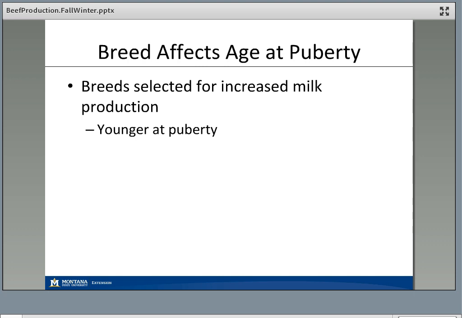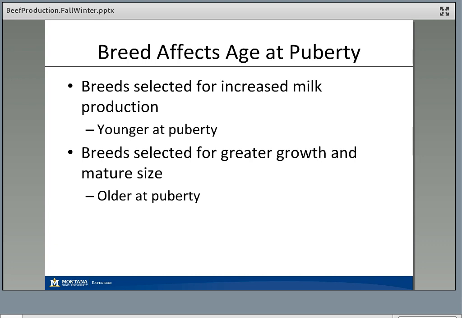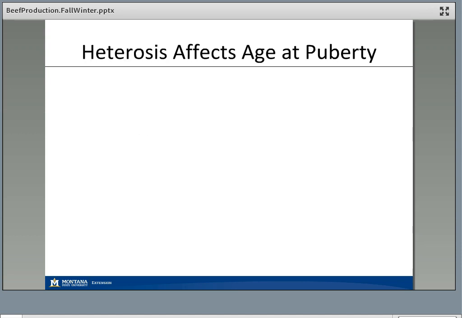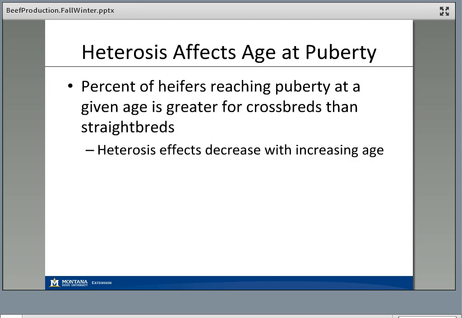So the percent of heifers reaching puberty at a given age is going to be greater for crossbreds than for straightbreds, although this effect decreases with increasing age. So here's the research where that came from. We've got days of age along the bottom x-axis of the graph, and then the increased percent of heifers who are crossbred. So at 390 days of age, for example, 20% more crossbred heifers were cycling than straightbred heifers. As you can see, though, the effect decreases with age.